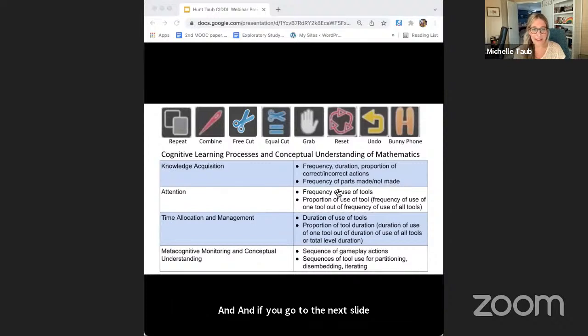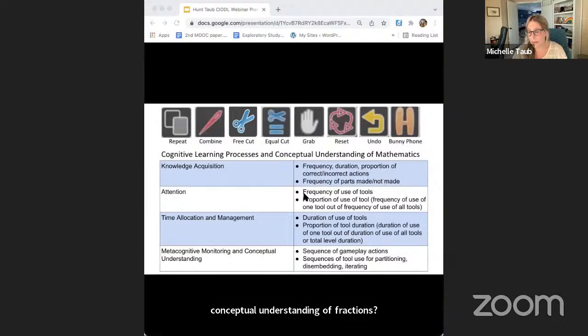So as you can see here in the table, this is the way that, if students are using these tools, we capture that from the gameplay analytics. It can demonstrate how students are using cognitive processes and what their levels of conceptual understanding of fractions are. So we can see all the tools at the top there.